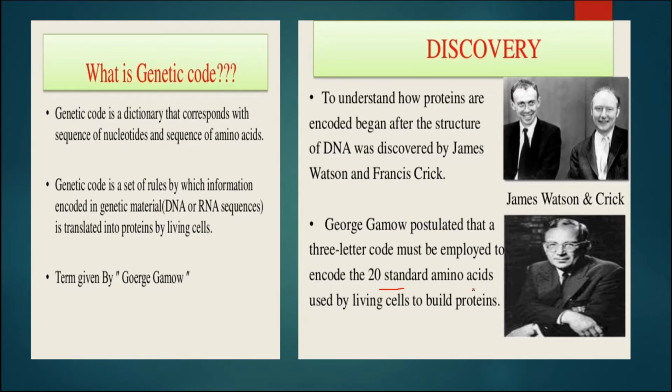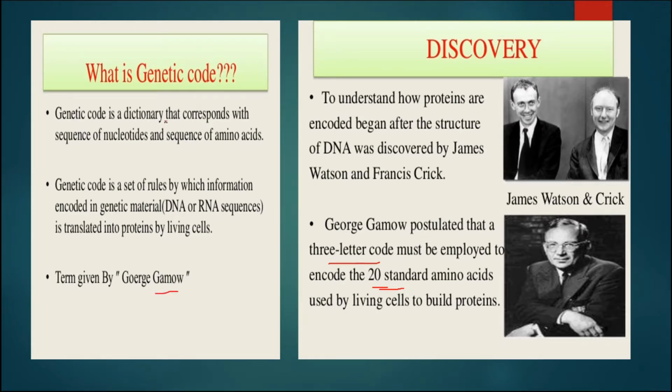base pairs in DNA is 4 only, in RNA is 4 only, but the number of amino acids is 20. Now the number 4 is not sufficient for 20, and if we say that it will be a doublet, then it will be 4 into 4, that is 16. That is also not sufficient for 20 amino acids. So he proposed that the genetic code is a triplet, that is sufficient: 4 into 4 into 4, that is 64, and that is sufficient for encoding 20 types of amino acids. So the term genetic code was given by him, George Gamow.